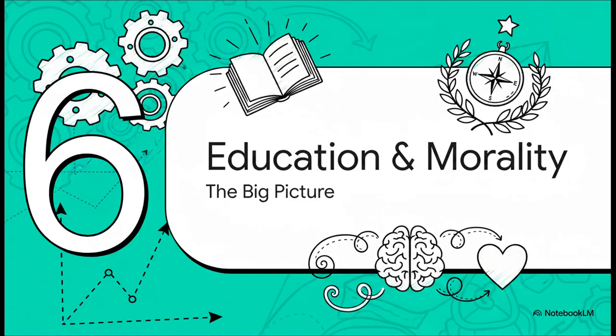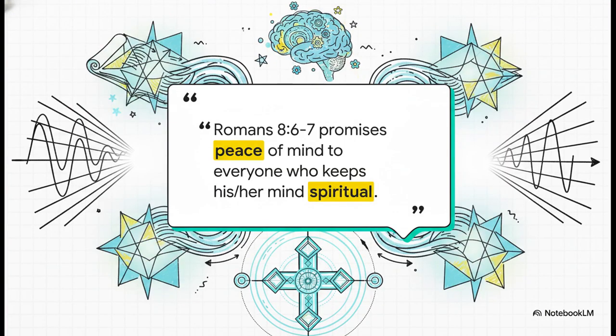Finally, Section 6, Education, Morality, and Peace, the big picture. Before we wrap up today, let's step back from the grid paper for a second. Let's look at the big picture of why we do this, rooted in the philosophy of the Heroes Smart Academy godly learner. Just like math gives us absolute clarity when we're looking at a messy graph, Scripture promises us clarity for our lives. Romans chapter 8, verses 6 through 7, promises peace of mind to everyone who keeps their minds spiritual.